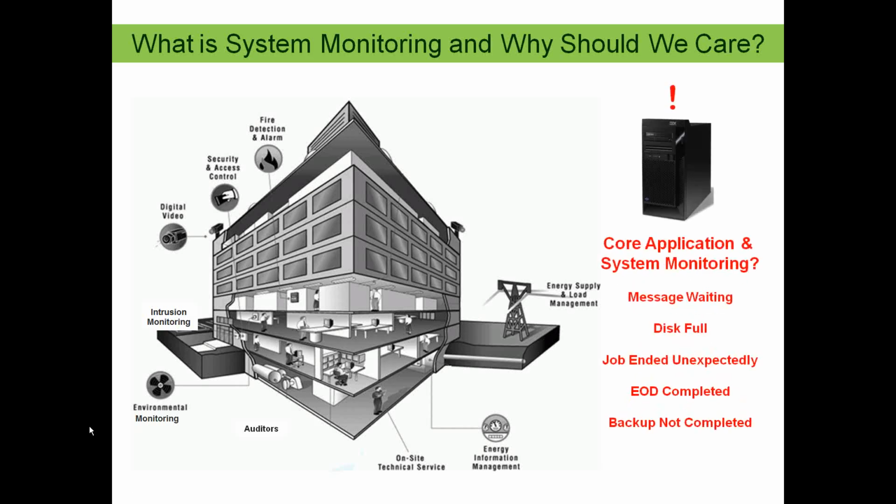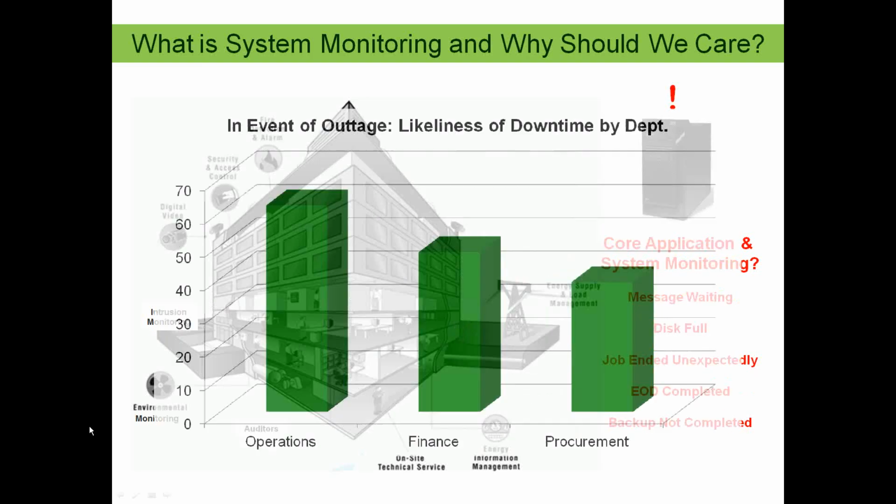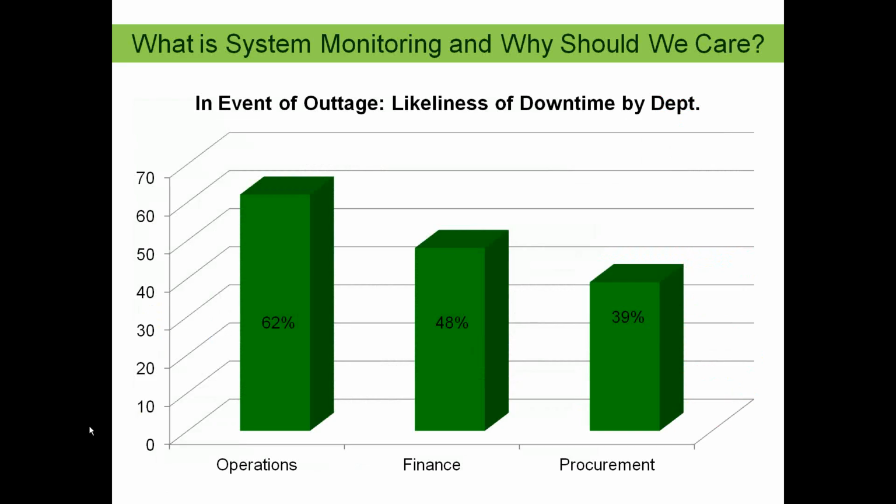But what about your core application? In a recent study I saw on the Banking Systems Technology website, a survey of 200 North American organizations estimates that when business critical systems are interrupted, their ability to generate revenue is reduced by 29% on average. The increasing reliance on IT is reflected in the survey findings that at 71% of the organizations, these interruptions are mission critical, with the departments most likely to experience downtime being operations, finance, and procurement.